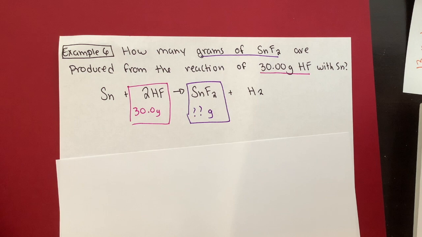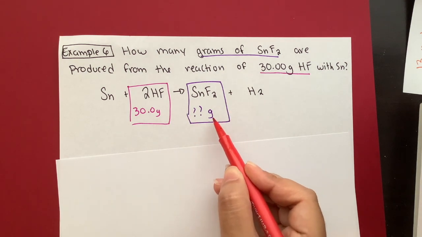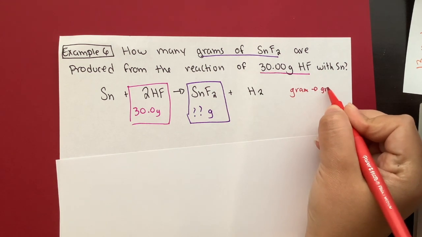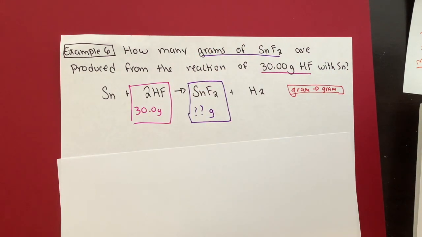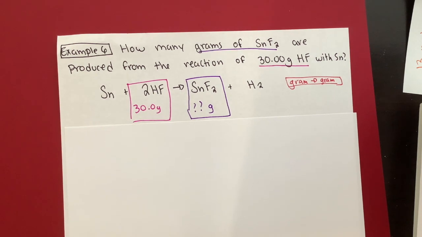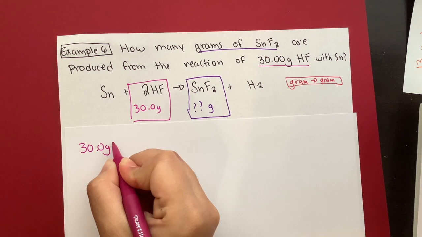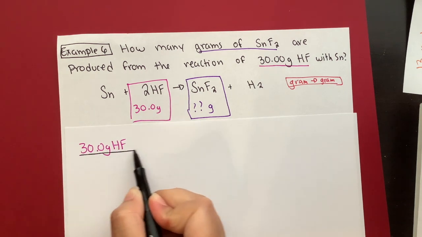So here, they're giving us the information in grams, and they're asking us to find grams. So it's a gram to gram type of question. That's the longest one, the one where we're going to have to use 3 different steps. Like everything, we start with what was given to us first. So I'm going to start with 30 grams of HF. Remember to take the time, take the trouble, write everything down.